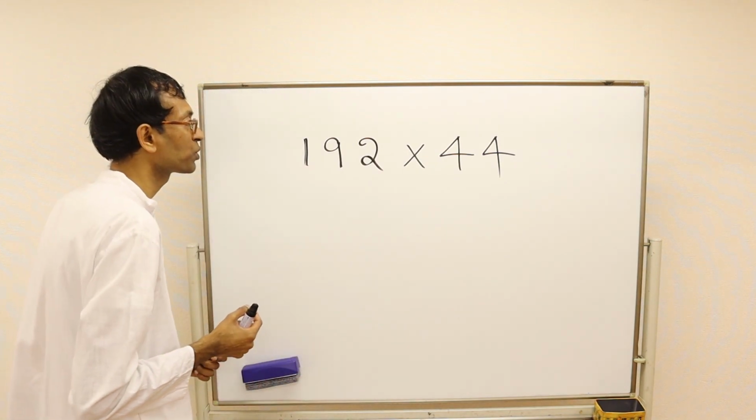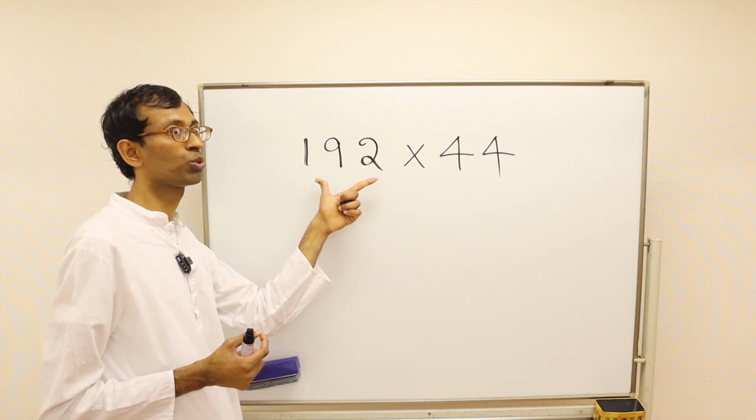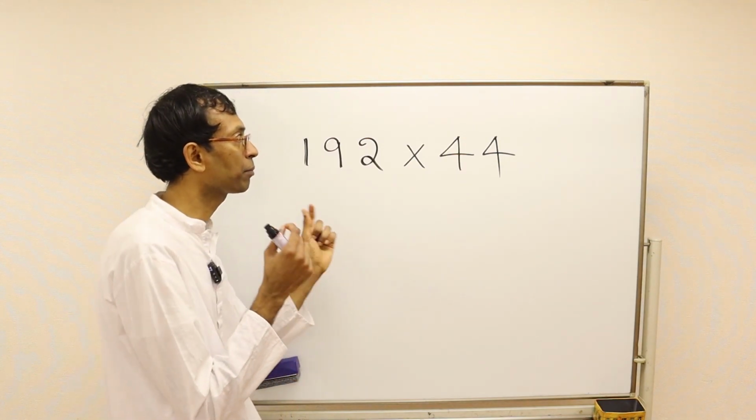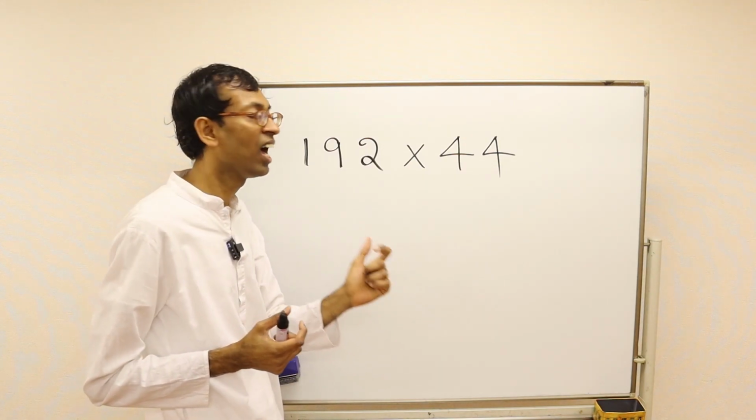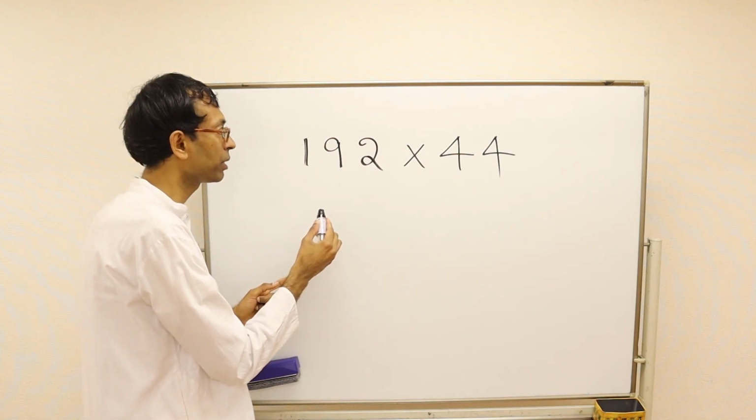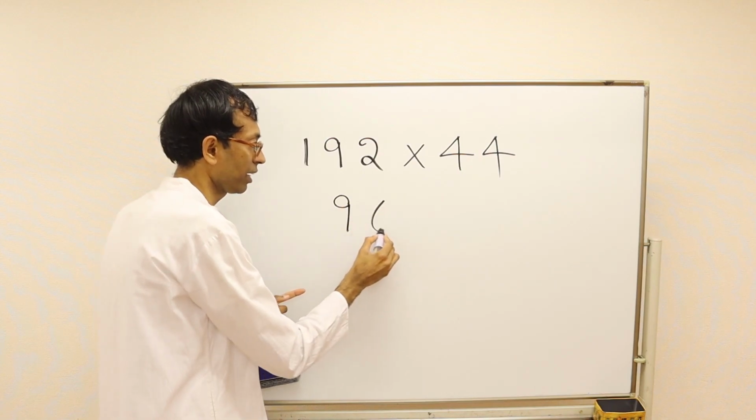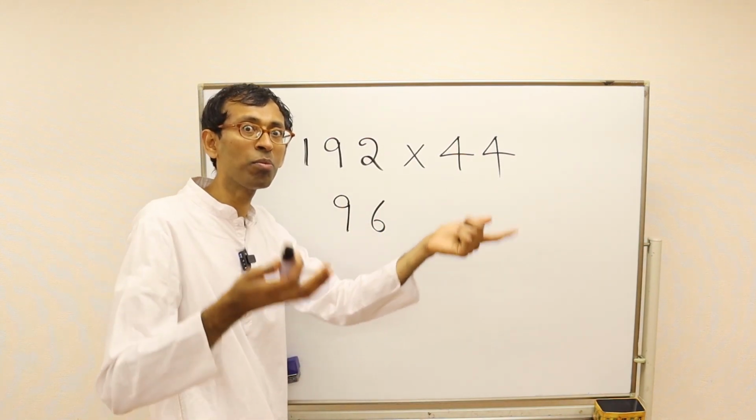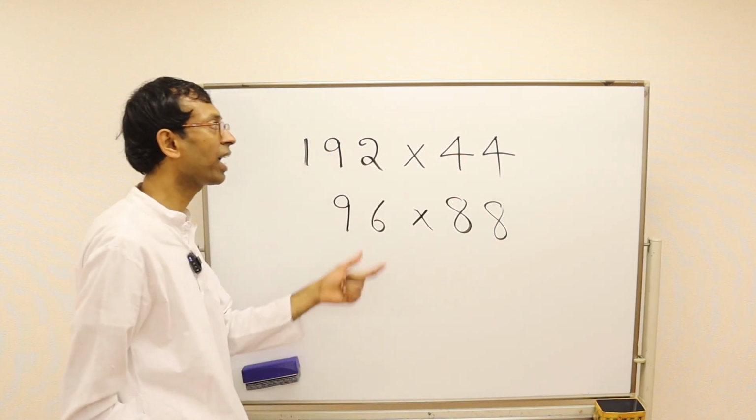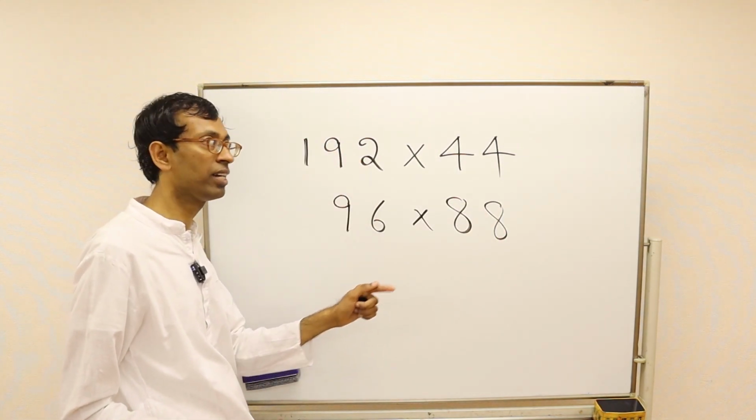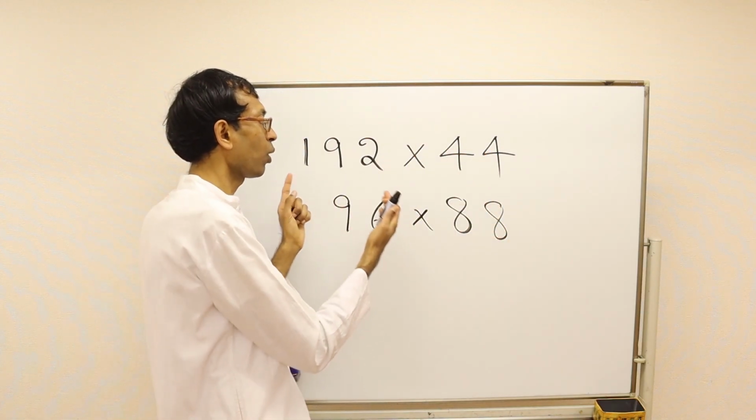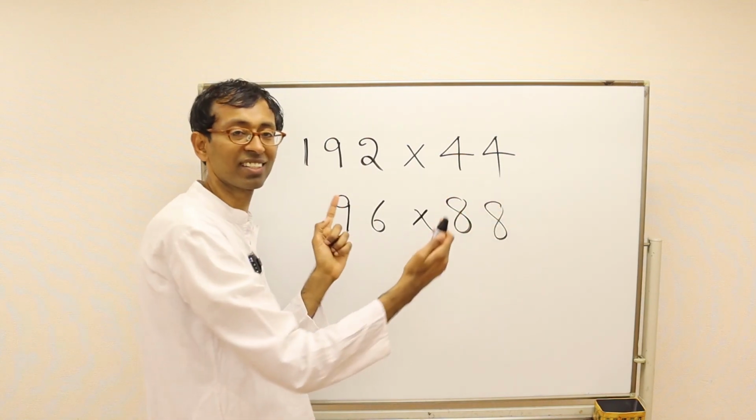Here we go. This one is close to 200 and this one is close to 50. What can we do? We can make both numbers close to 100. How to do this? We can halve this number, then it becomes 96. You can double this number, so this becomes 88. One side you halved it, one side you doubled it, so they get cancelled. So this is the same as this.